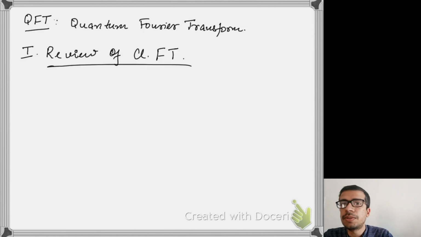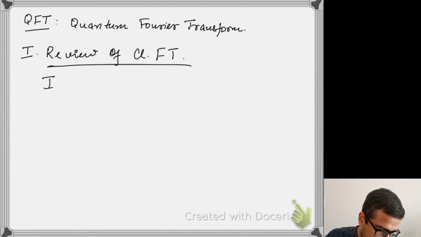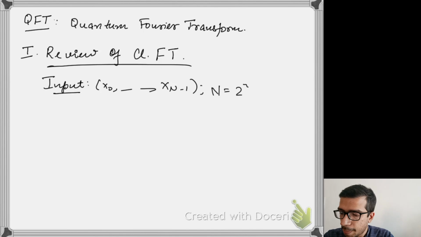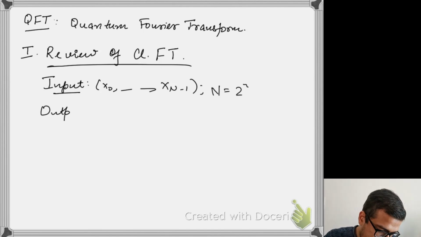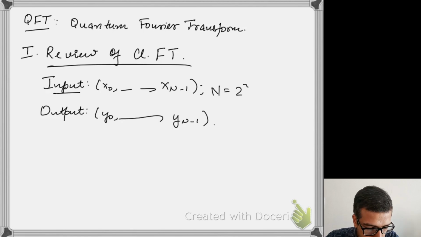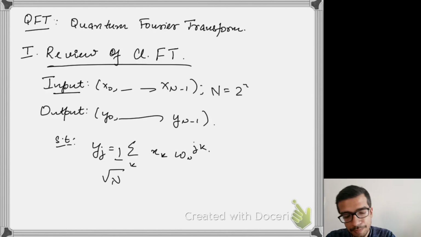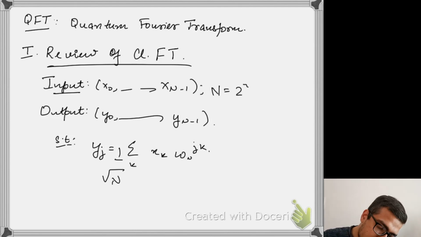In classical Fourier transform, we are given an input vector x_0 up to x_{N-1}, where capital N is 2 to the power n, and the output must again be a vector y_0 up to y_{N-1}. This should satisfy the condition that y_j equals the sum over k of x_k omega_N to the power jk, and then there is a normalization 1 over root N. We add this normalization because we want it to be a unitary operation. Here of course omega_N is the Nth root of unity.